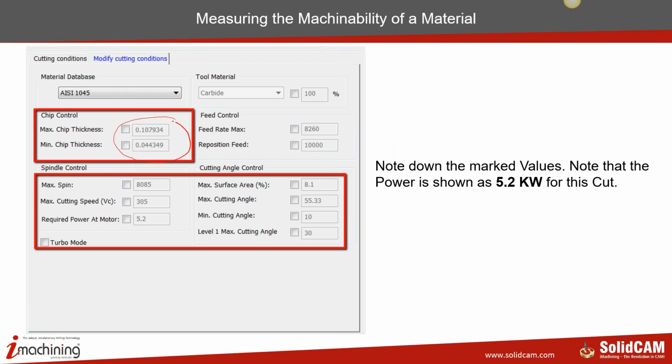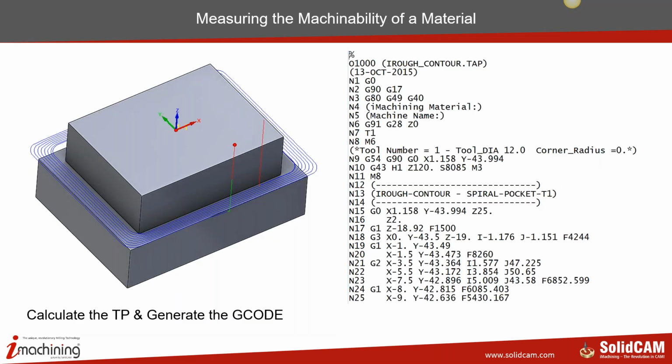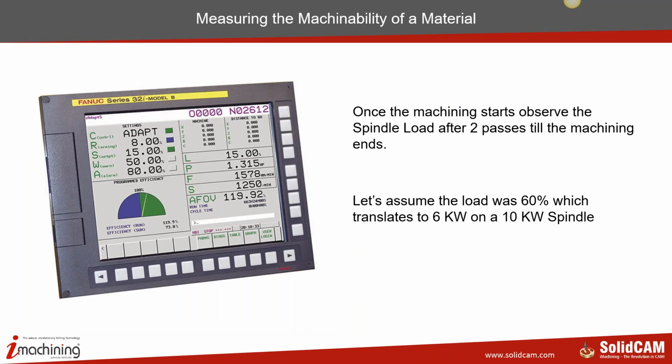We note down the minimum and maximum chip thickness that iMachining is generating, the maximum spin, the maximum cutting speed, the power requirement, these parameters here. You can note that for this particular cut on that machine, iMachining is giving 5.2 kilowatt as the power that the spindle will take when it's cutting this part. We generate the G-code of this particular toolpath and take it to the machine.